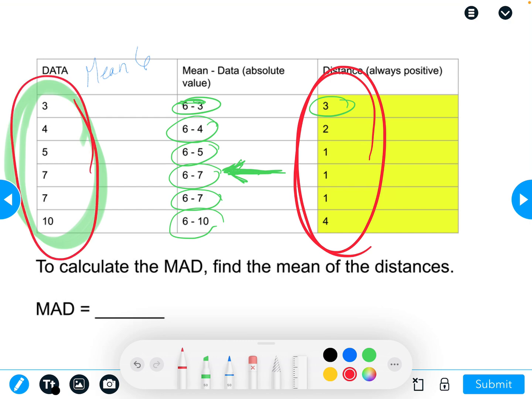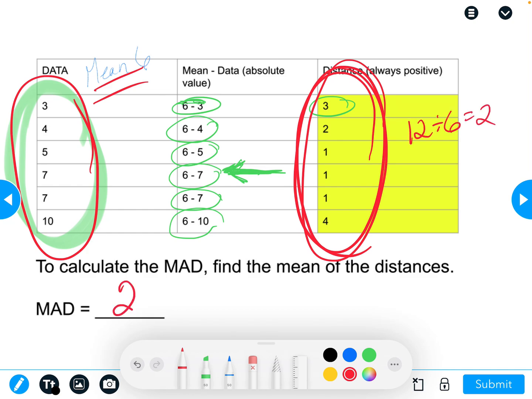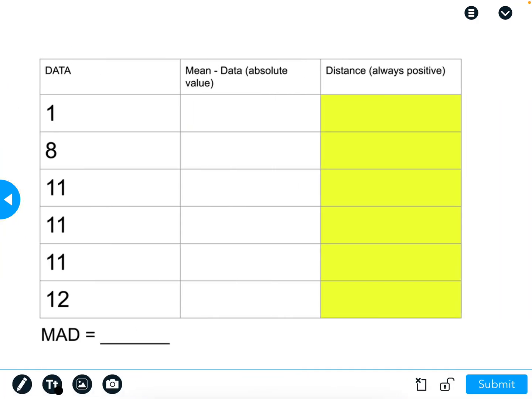You found the mean of the data, and then you have to find the mean of the distances. So to do that, I'm going to add them all together, and in this case, I get 12, divided by 6 pieces of data gives me a MAD of 6. We'll look at one more example.